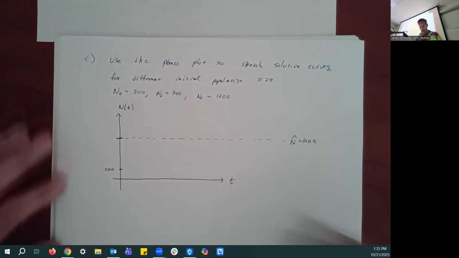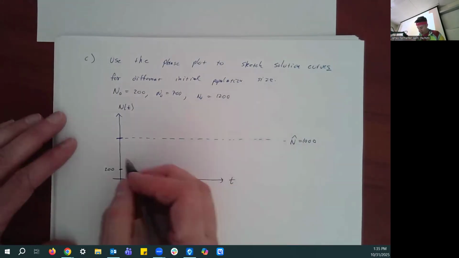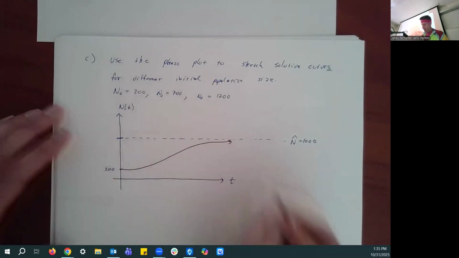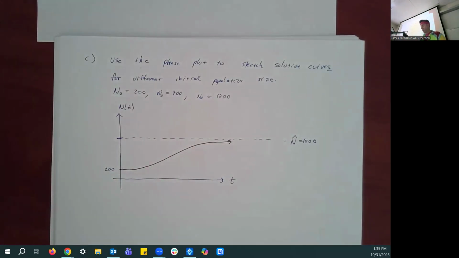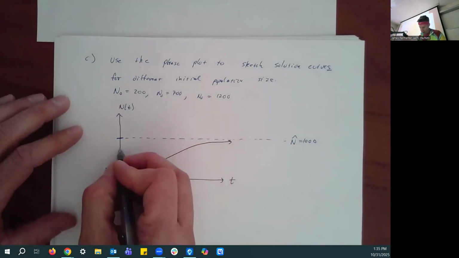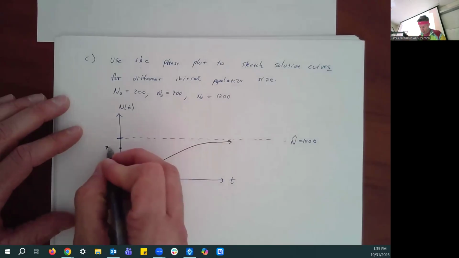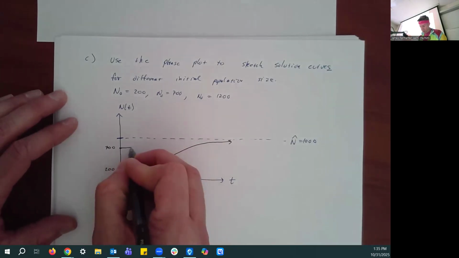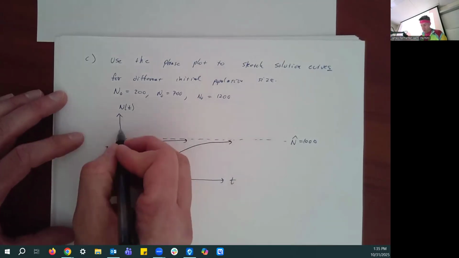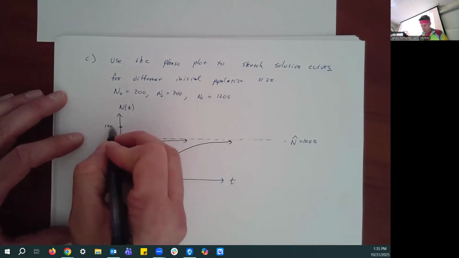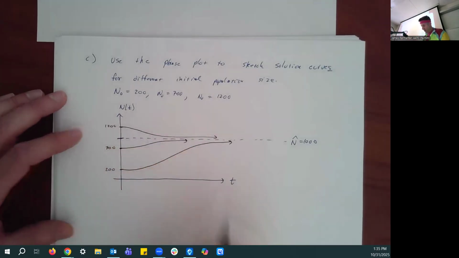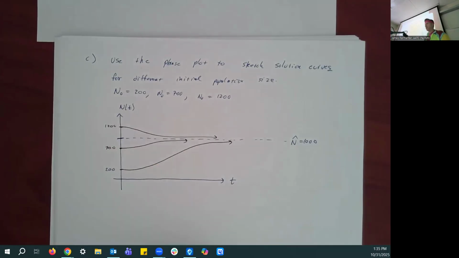And so if we start here, it's going to look vaguely like this. It's going to increase and then it's going to kind of level off, getting closer and closer to 1,000. And that's kind of true for any choice we've made here. If we started at n not equal to 700, same sort of deal. We're still going to get closer and closer to 1,000 eventually. Even if we start with more than 1,000, if we start at 1,200, we're going to decrease until we get asymptotically close to 1,000.